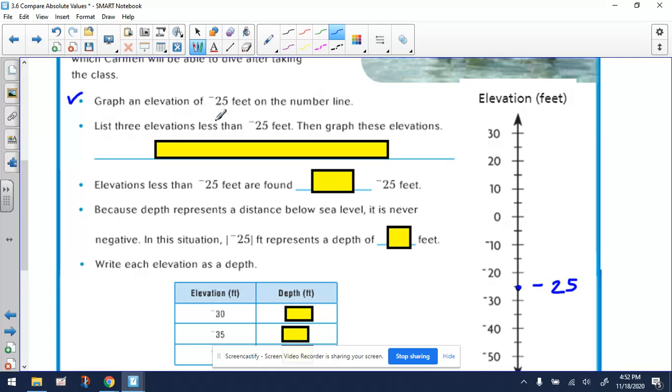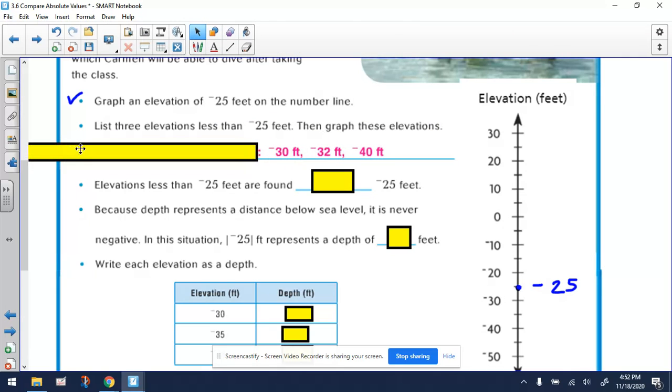List three elevations that would be less than negative 25 feet, and then graph these elevations. So if we think of values that are less than that, that would be like a negative 30, that would be a negative 32, so that might be about right here, negative 40. Okay, so all of those are less than negative 25 feet. All right, so that's done.